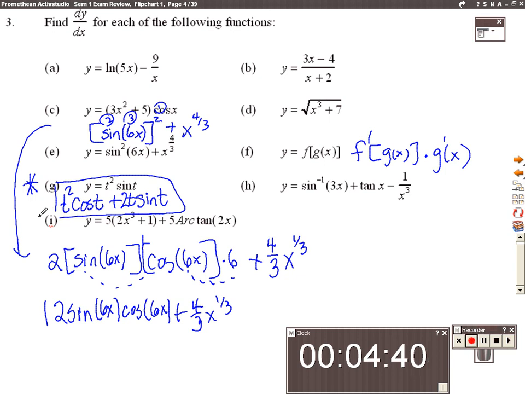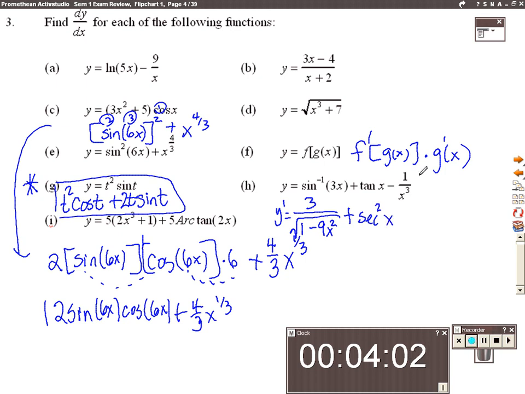Letter H, we have, now the negative 1 does not mean to move that to the denominator. That is the same thing as arc sine. So you need to go back and review your derivatives for arc sine and arc tangent. The derivative here would be u prime, which is 3, over the square root of 1 minus u squared, which is 9x squared. Then we have the derivative of tangent, which is secant squared x.